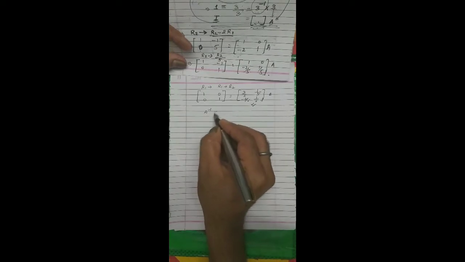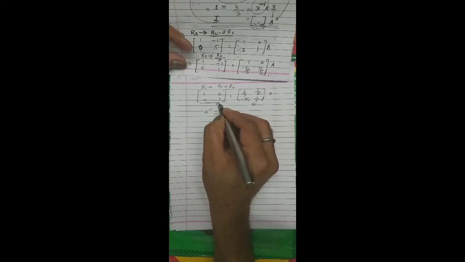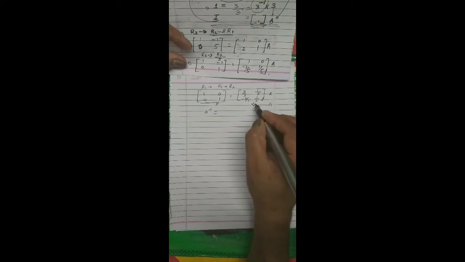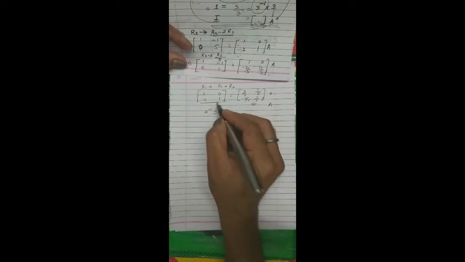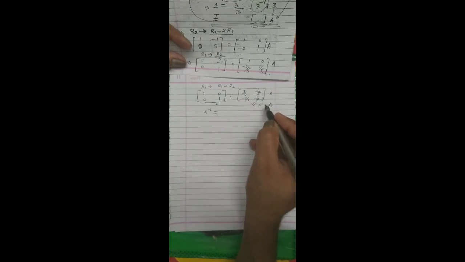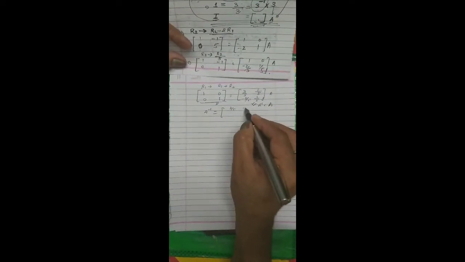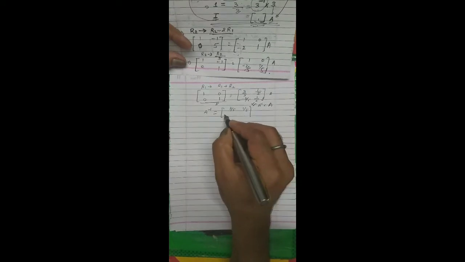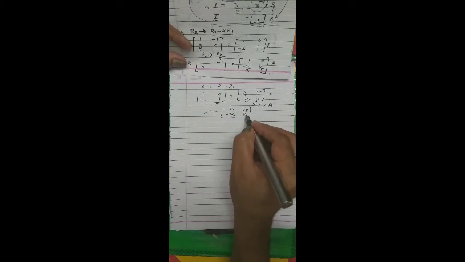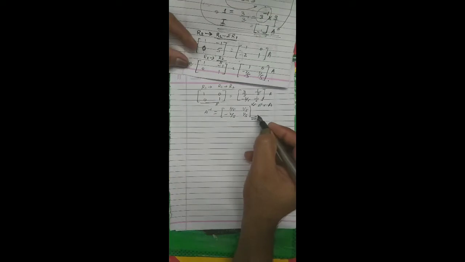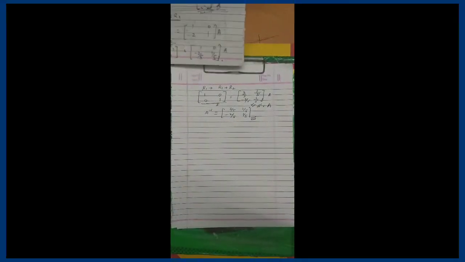So therefore now this has become identity matrix. So this is A. Then what should be here? What we should multiply to A to become identity matrix? A inverse only. So A inverse is this matrix, 3 upon 5, 1 upon 5, minus 2 upon 5 and 1 upon 5. That's all about A inverse of the matrix 2 by 2.